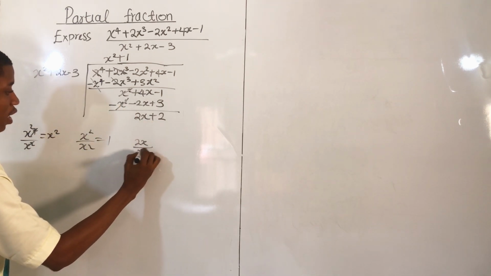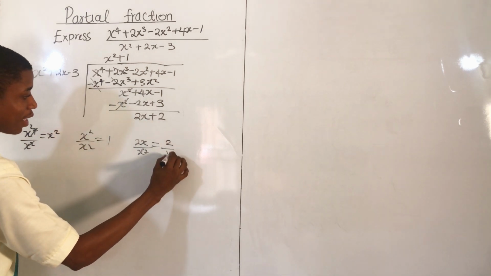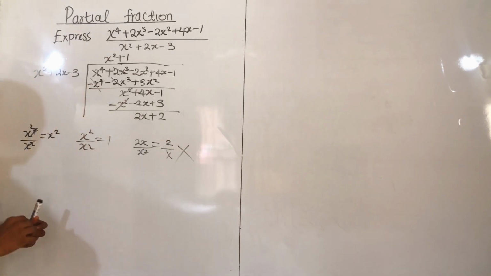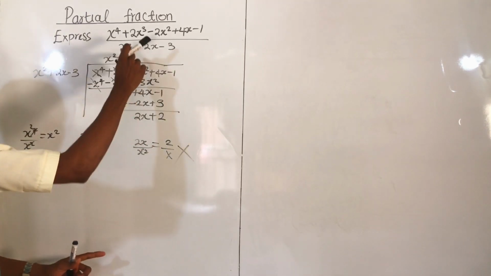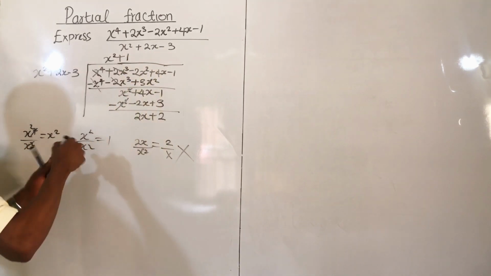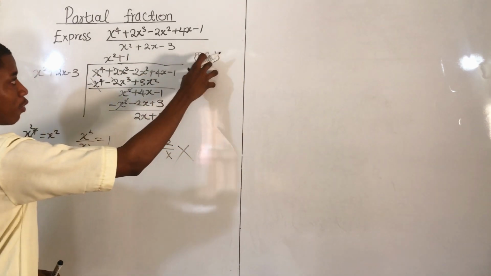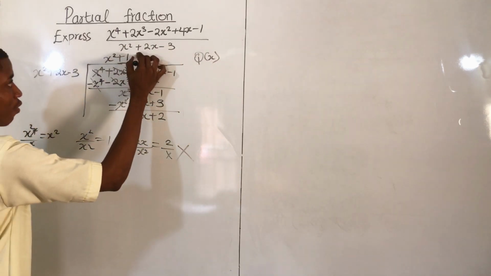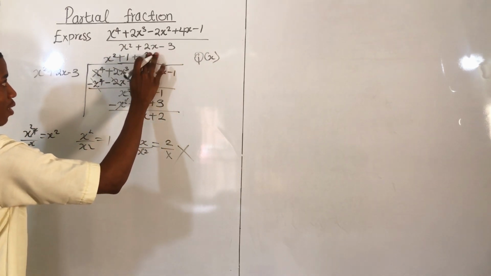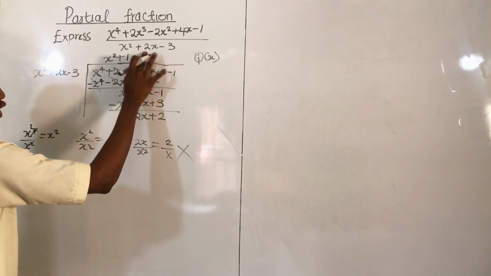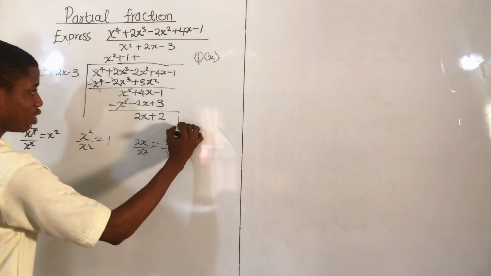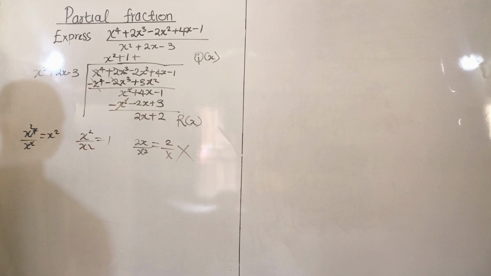So therefore, you can see that if you work on this, you're having 2x over x squared. You're going to be left with 2 over x. This is not possible. We are avoiding fractions on quotients. Of course, everything here is called a quotient. We are avoiding fractions on quotients. You cannot have a case where you have plus 2 over x. Please, it's not possible. So we normally stop here and say this is the remainder in this case.